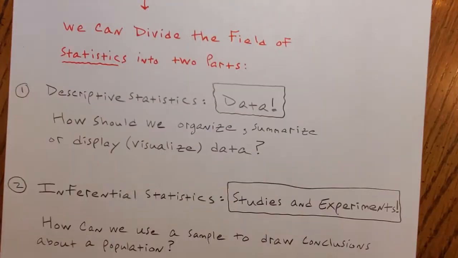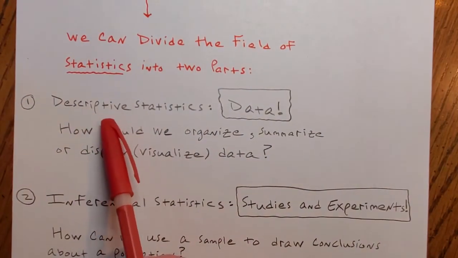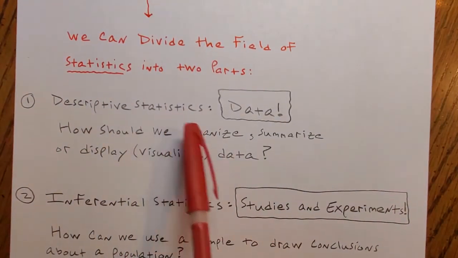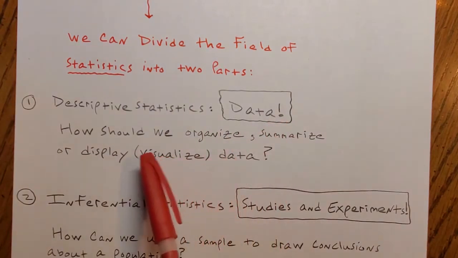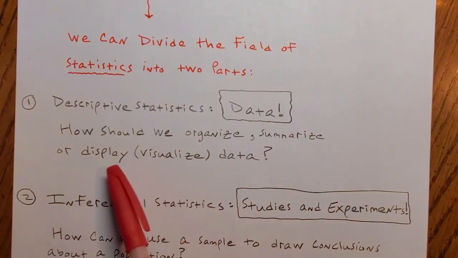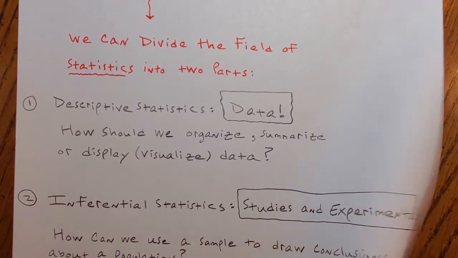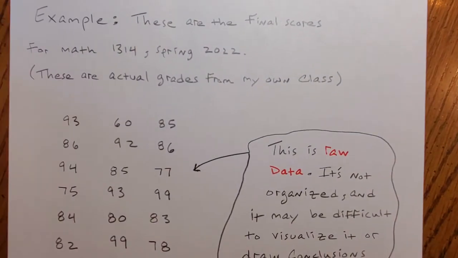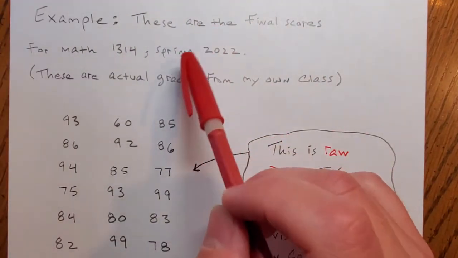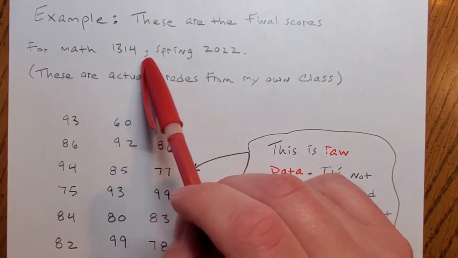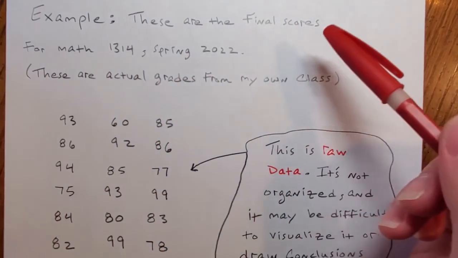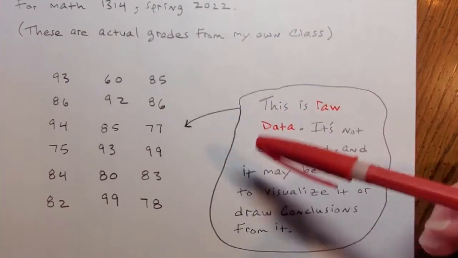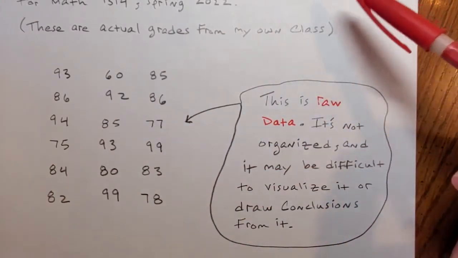Okay, now I want to give you an example on descriptive statistics. How do we make use of data? How do we organize it, summarize it? How do we display it or visualize it? Let's do that first. Okay, so here's some real data. These are from last semester. These are the final scores in my Math 13-14 class, which is algebra, spring 2022. So these are the actual grades. So these are real data. So it's not numbers I made up.